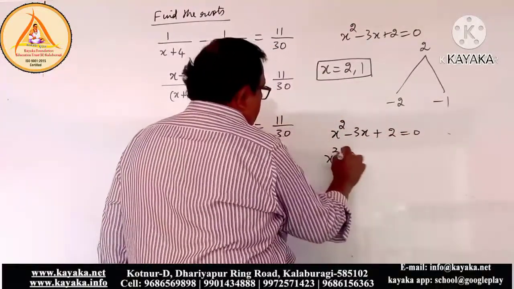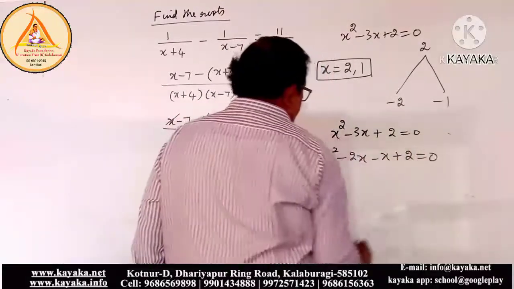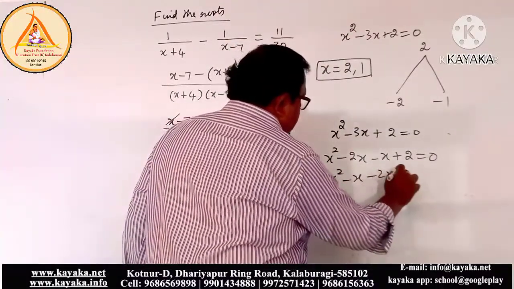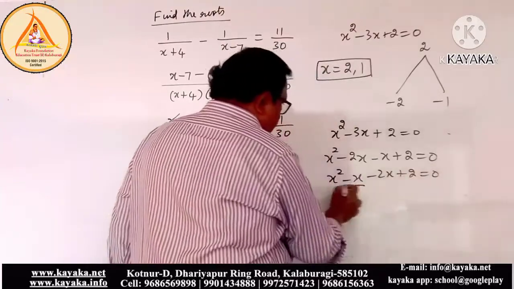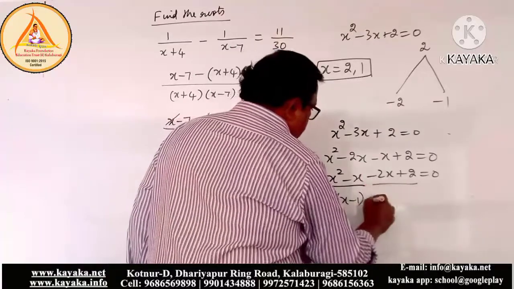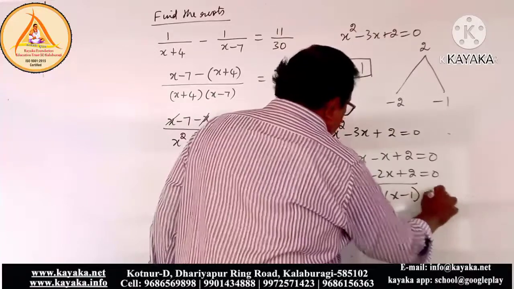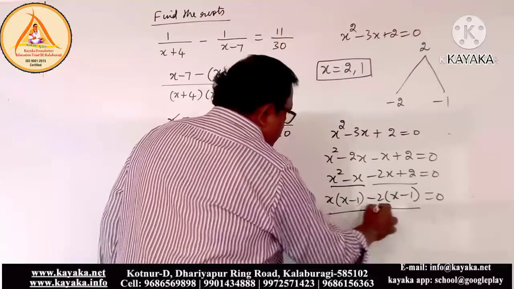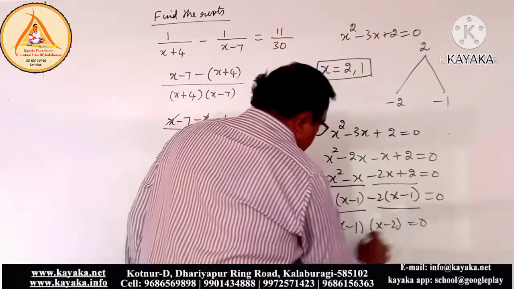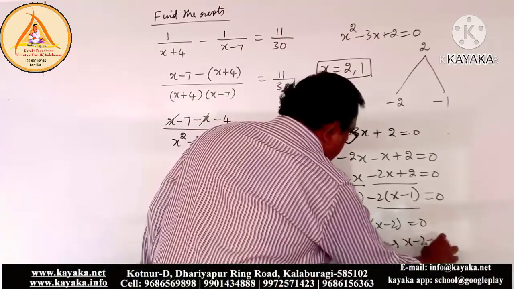Therefore x square minus 3x plus 2, we can write this as x square minus x minus 2x plus 2 equal to 0. From the first two terms you can take x outside, x minus 1. From the last two terms you can take minus 2 outside, you will get x minus 1. Again, you can take x minus 1 common, you will get x minus 2 equal to 0. Therefore, x minus 1 equal to 0 or x minus 2 equal to 0.